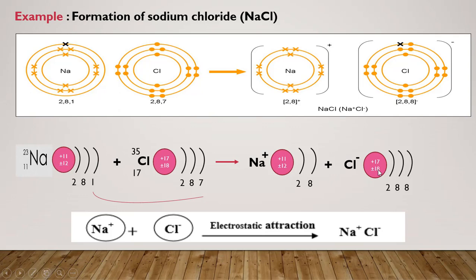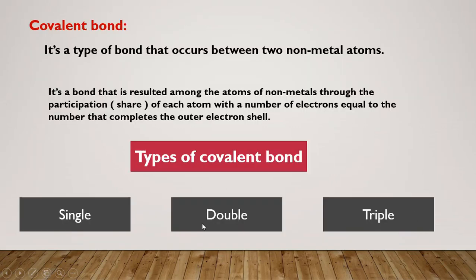And by the electrostatic attraction, it will form NaCl. The second type of the chemical bonds between atoms is the covalent bond. And the covalent bond is a type of bond that occurs between 2 non-metal atoms.